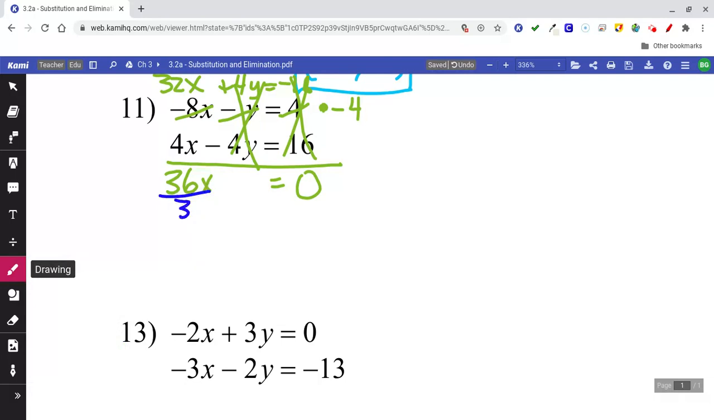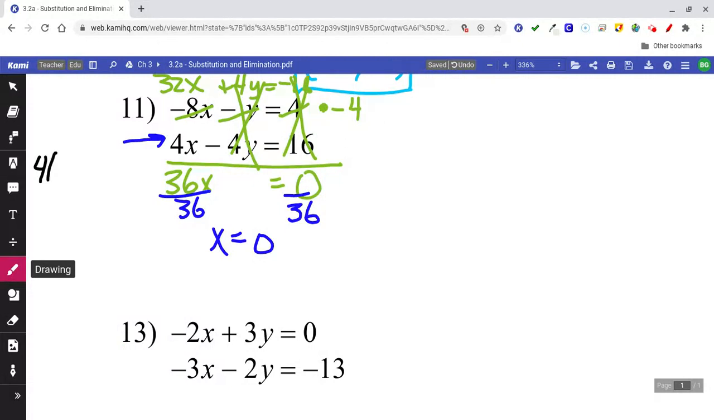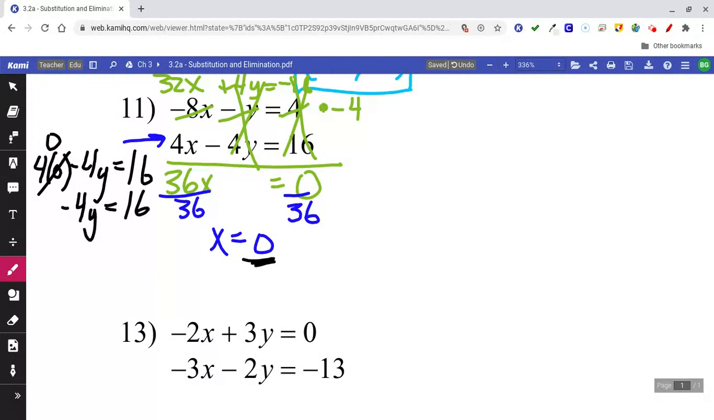So iso this variable, I'm going to divide by 36, and I get x equals 0. I'm going to plug that into one of the two equations. It doesn't matter which one. So let's say I plug it into this one. I've got 4 times that x number, which is 0, which I just found, minus 4y equals 16. So that's going to be 0, and 0 minus 4y is negative 4y equals 16. I'm going to divide by negative 4, and I get y equals negative 4. I've got my two values, x and y. So the answer, x is 0, y is negative 4.